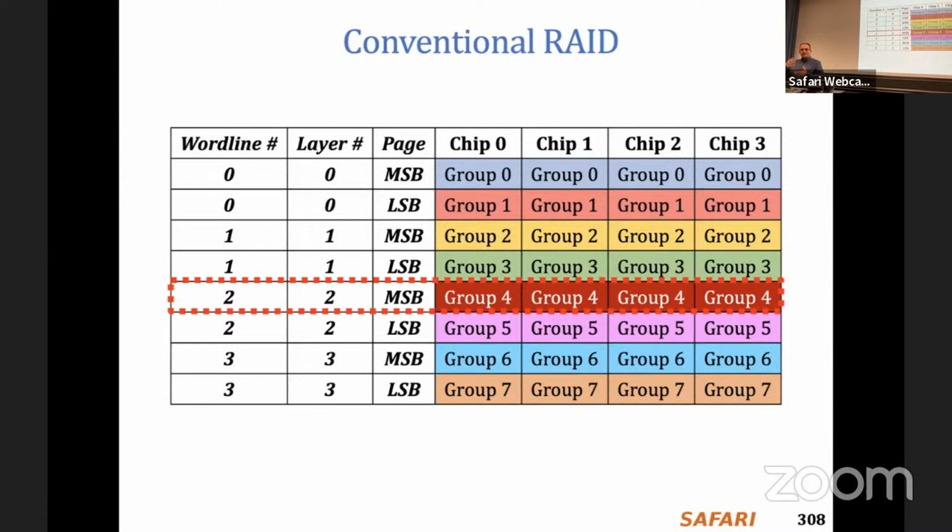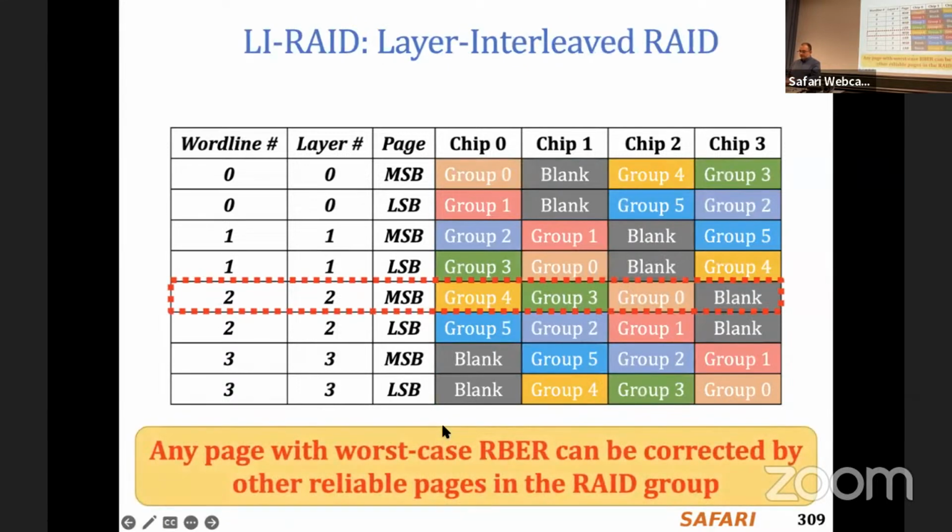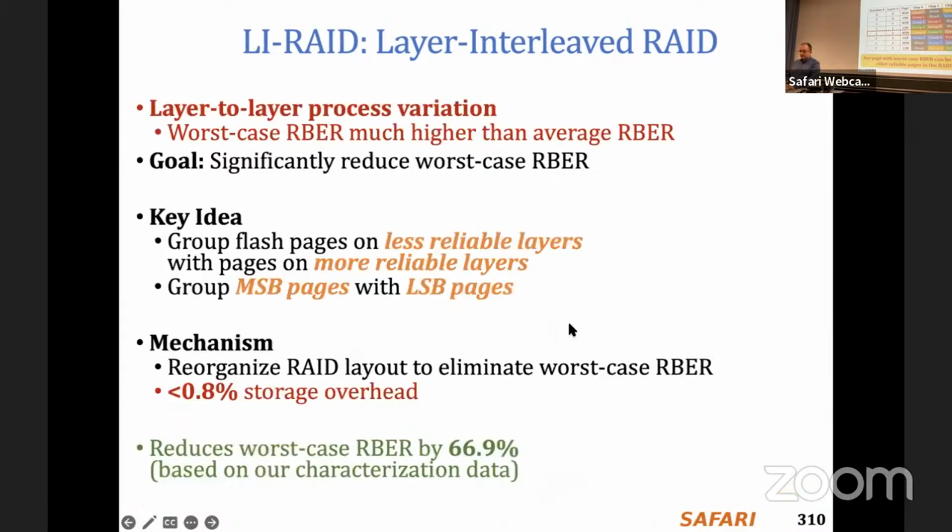You want to group things in a way that you have cells that have worst case, and also cells that have best case. So when you group them, hopefully you can recover from errors. So the idea is that we want to group them in a different way, and hopefully we can fix the errors using this RAID. Make sense?